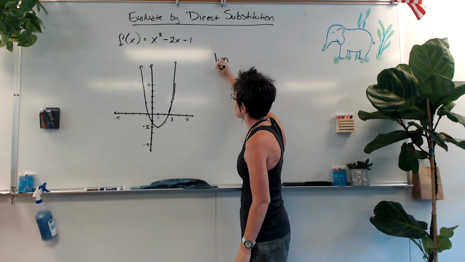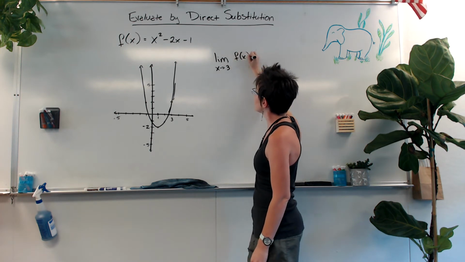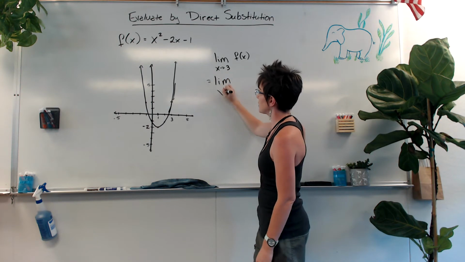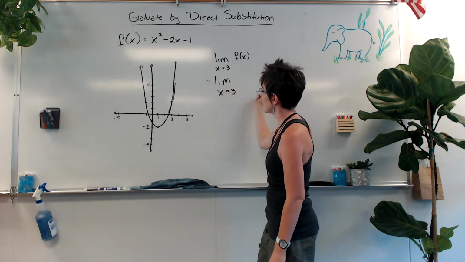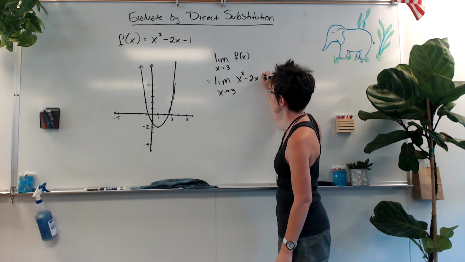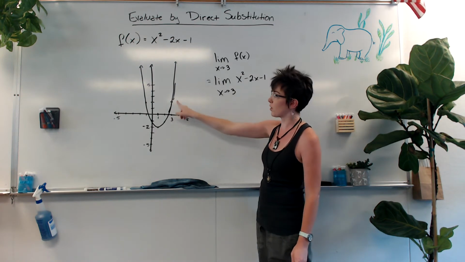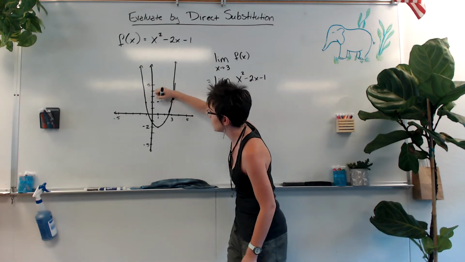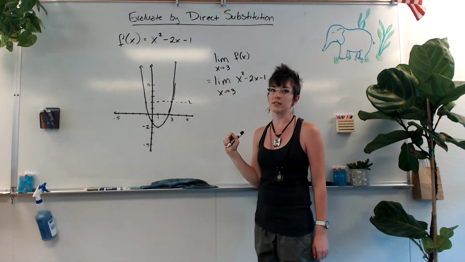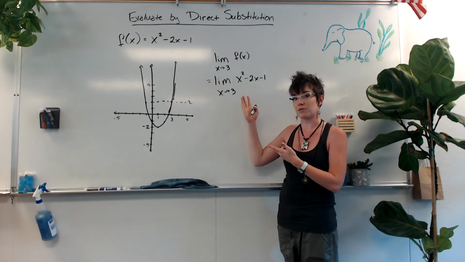Let's find the limit as x approaches 3 for the function f of x. And essentially, that's going to look something like the limit as x approaches 3 of x squared minus 2x minus 1. Now, I've chosen the value 3 because it's a very nice point on my function. I expect the output to be a value of 2. That's 2 on the y-axis. So now I'm going to show you that I actually do get that value 2 simply by plugging 3 into the equation.